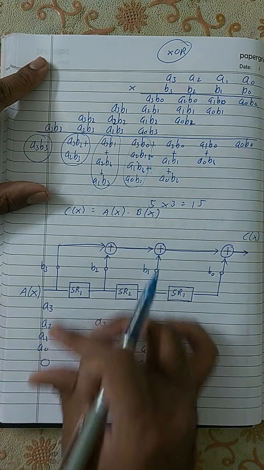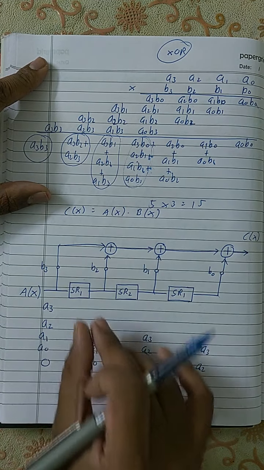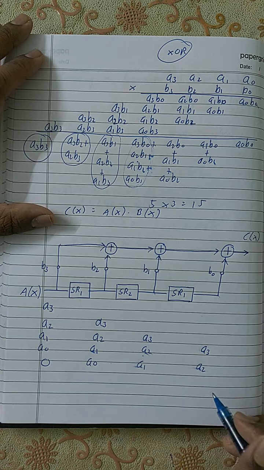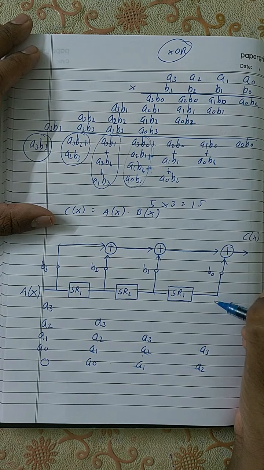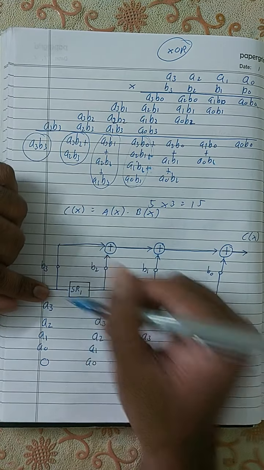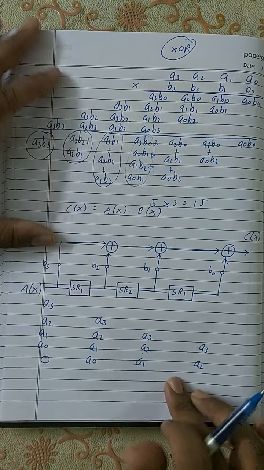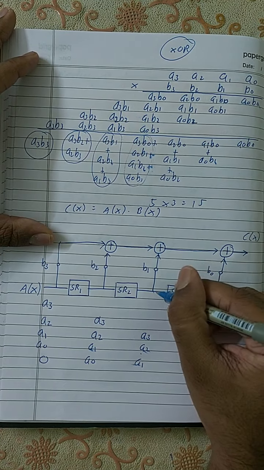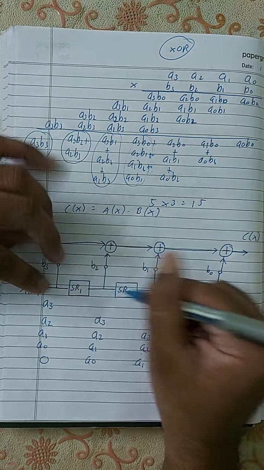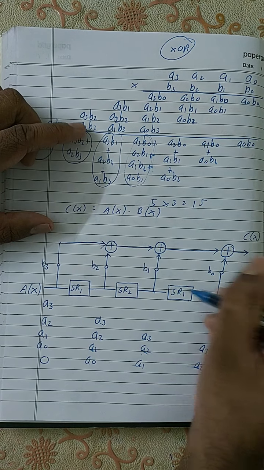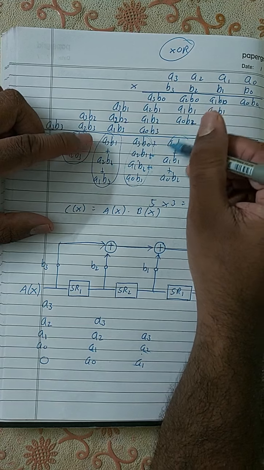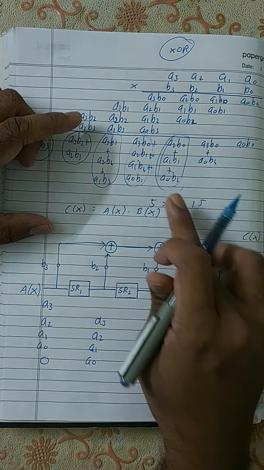After you transmit your input, you will transmit 3 zeros in order to get the remaining answers from the shift registers. So here it will become A2, here it will become A1, here it will become A0, and here it becomes 0. So the answer you will get is A2 B0 plus A1 B1 plus A0 B2 plus 0. So you will get only these 3 answers, that is A2 B0, A1 B1, and A0 B2, which is exactly the answer that you'll get over here. This is the coefficient you'll get.